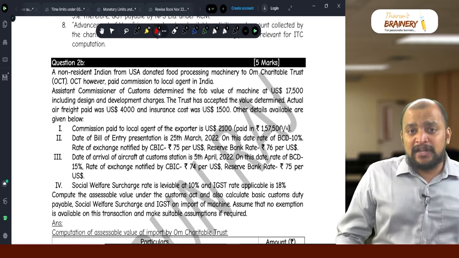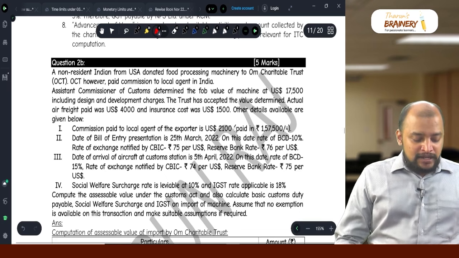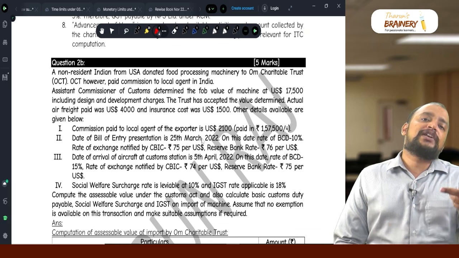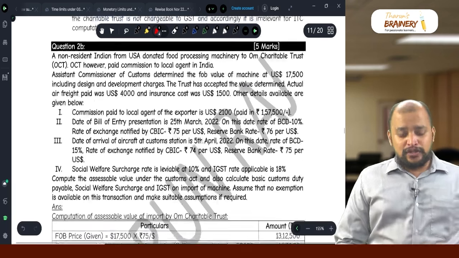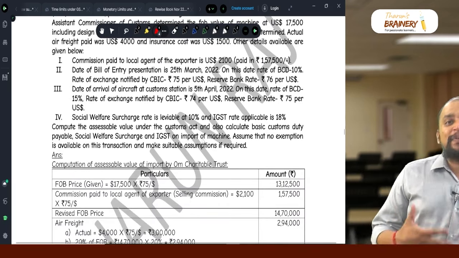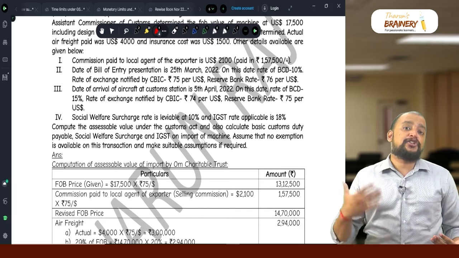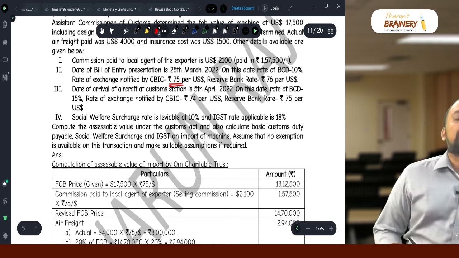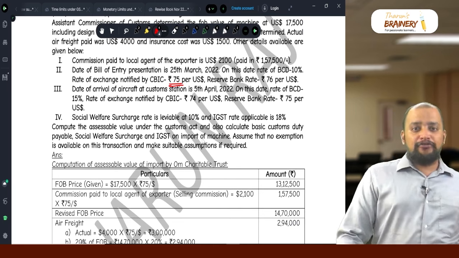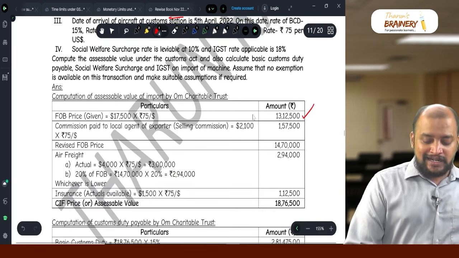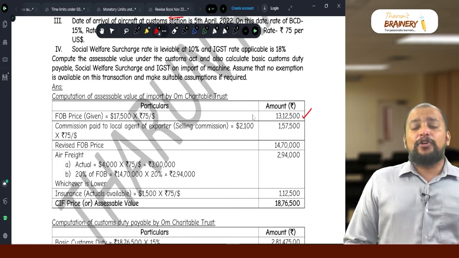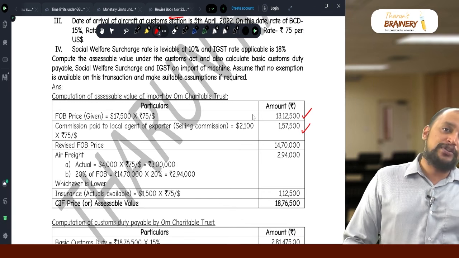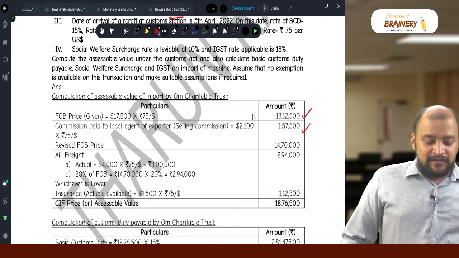So FOB is given. So for that FOB, commission paid to local agent of the exporter. Local agent of the exporter means what commission? It is a selling commission. So we need to take FOB price, and here what should be taken as the exchange rate? Date of presentation of bill of entry only exchange rate should be taken. So therefore the exchange rate is 75 rupees per dollar. So we need to take FOB, convert into Indian rupees, 13,12,500. Then local agent commission $2,100 into same exchange rate, 1,57,500, and revised FOB we will get.